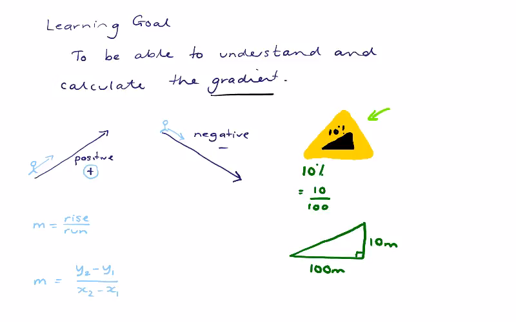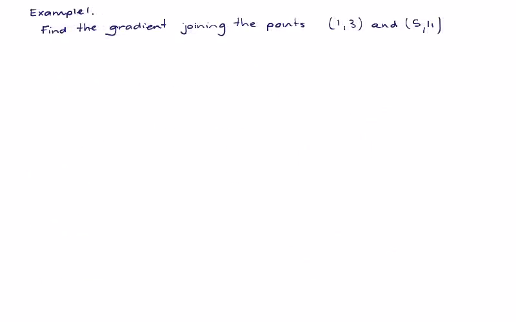Let's look at some examples. Example 1 says find the gradient joining these points, (1, 3) and (5, 11). Step 1, draw a diagram. So (1, 3) is there, (5, 11) is here. The diagram is important for the first method because it tells us whether the line has a positive gradient or a negative gradient. So the gradient of this line, yes, it's sloping up, positive.